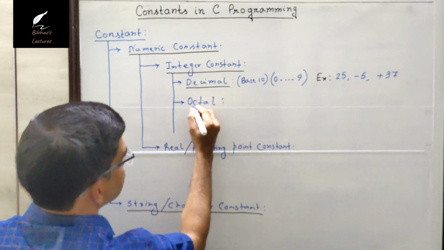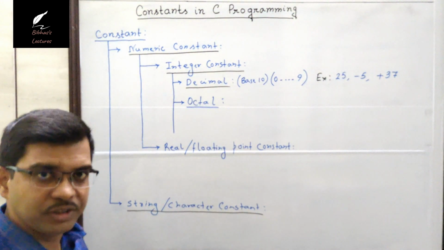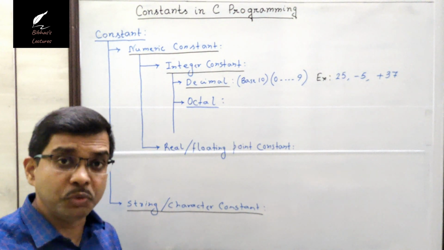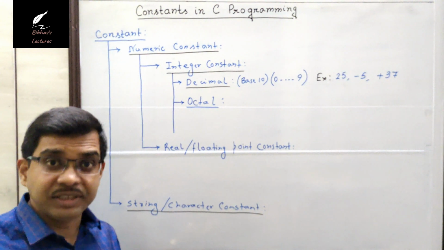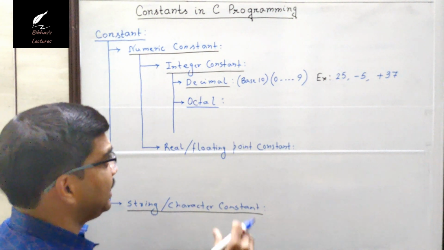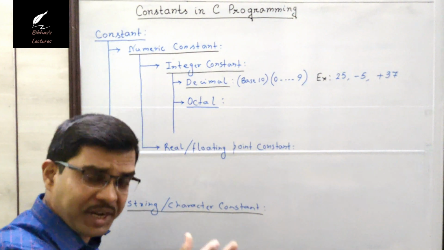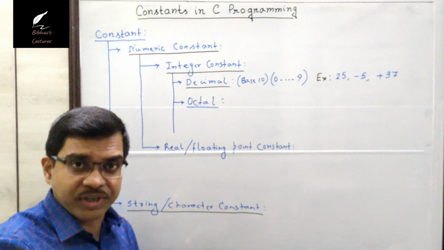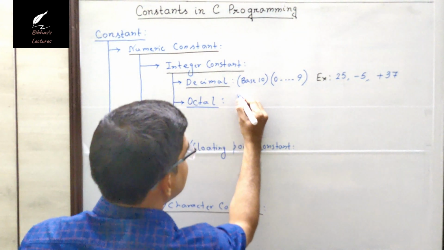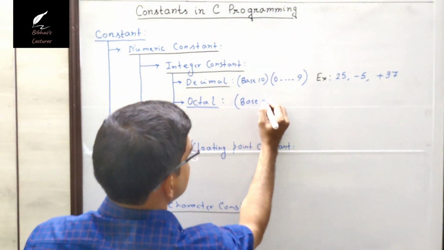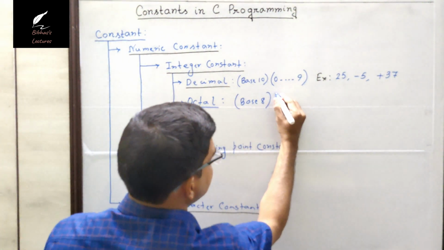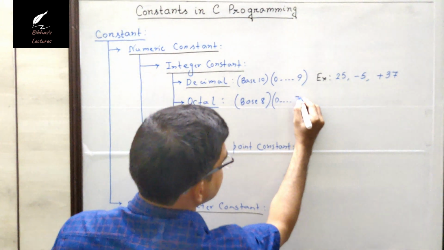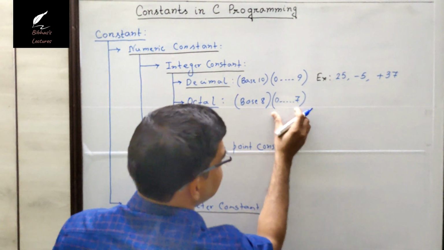Octal. So oct means 8. So in octal number system, all the numbers are represented with 8 different numbers. Since in this octal number system any number can be represented by 8 different numbers, that's why its base is 8. So octal number system base is 8, and the numbers which are used in this octal number system are from 0 to 7. These 8 numbers are used.